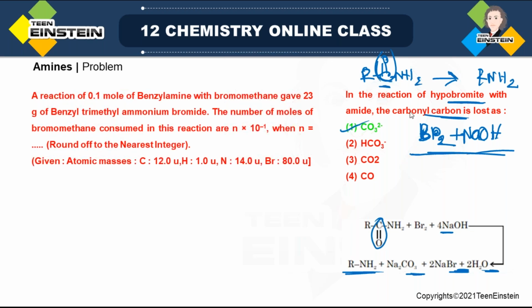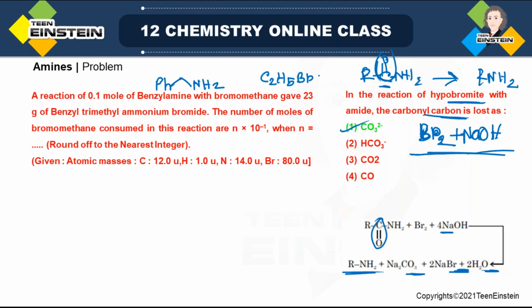Next question. A reaction of 0.1 mole benzylamine. Benzylamine means this is also an aliphatic amine. Don't think this is aromatic, because the NH2 group is not directly attached to the phenyl. It is attached through some carbon, CH2. So it is aliphatic. You are treating it with bromoethane. Bromoethane means ethane is C2H6. Just replace one H with Br. So it will be C2H5Br.